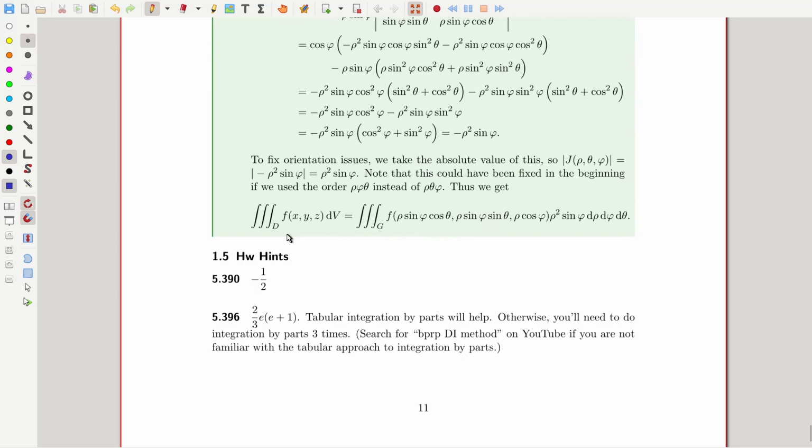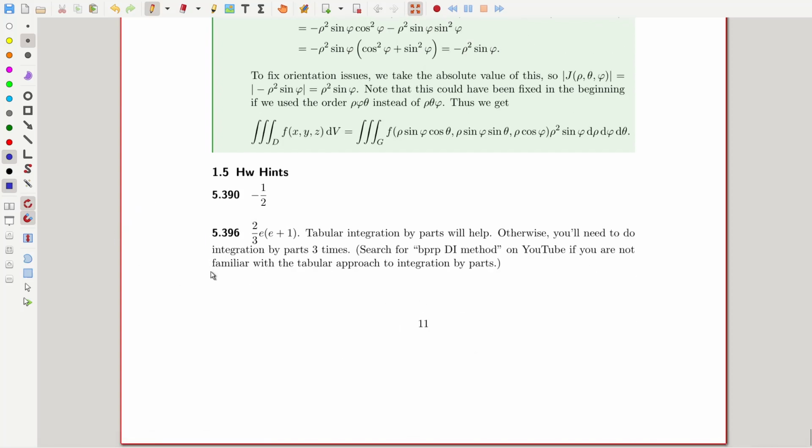Okay, either way, we end up with this equation, which shows you that we can convert a triple integral in Cartesian into a triple integral in spherical, right? You have to convert the function itself, you have to convert the domain over, and you have to introduce the Jacobian, which is exactly what we saw in the previous section. So there we go.